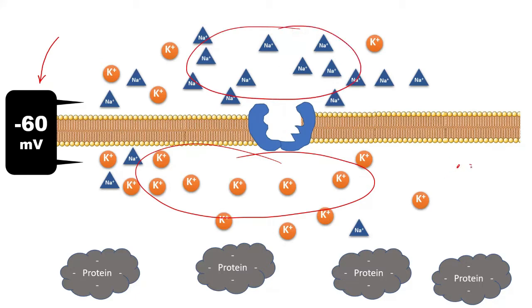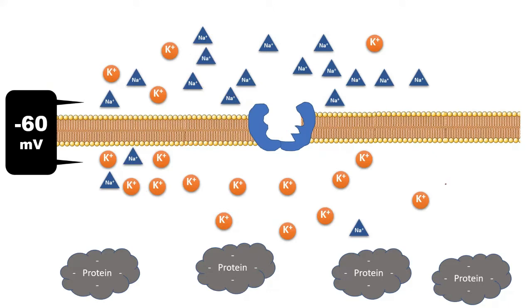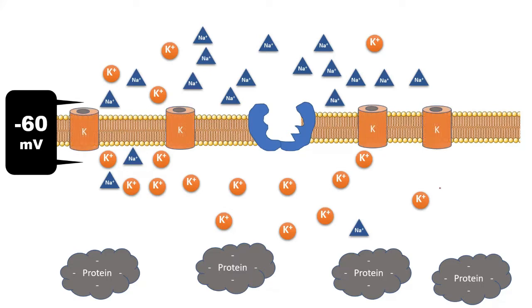I think this cell is looking pretty happy. It's getting close to that resting state. But we're not to -70, so what else is going on? Well, there's leak channels. So there are potassium leak channels that are just going to leak potassium, and fewer sodium leak channels. And here's where that electrochemical gradient comes in.